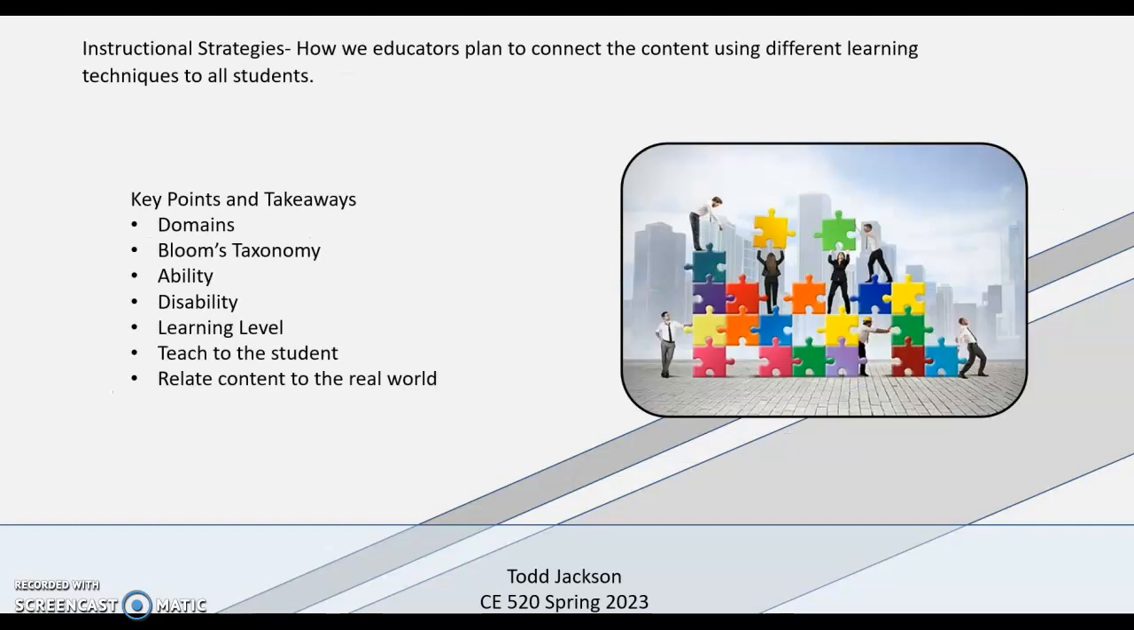Instructional strategies: how we educators plan to connect the content using different learning techniques to all of our students. Again, key points and takeaways. We're going to look at different ways of pulling things out from the domains, from their learning abilities. My favorite thing to look at when it comes to objectives is utilizing Bloom's taxonomy. Addressing things at times where you have students that have certain abilities. Some students might have different disabilities. We all know that every student learns differently.